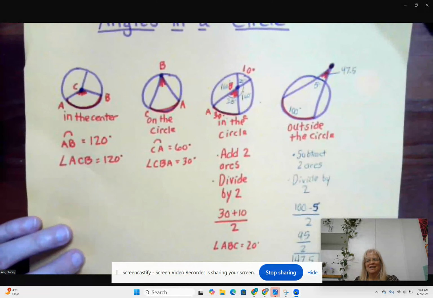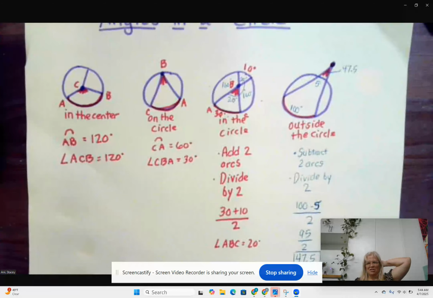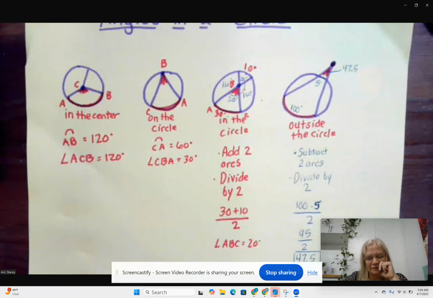Okay. And we will make sure that we do some practice on this. You have a, I don't know, is it an IXL, is it Delta Math? I don't know, but you've got some practice on this.